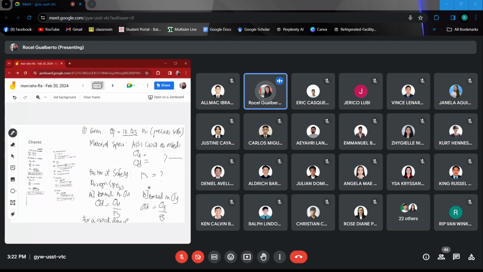So ganun lang din po yung gagawin natin for your sigma Y. And then the value of the factor of safety, kung ano po yung makuha natin, yun po natin na answer. Wala na po tayong i-convert pa to the whole number, as it is na po yun. And then for number 2 naman po is for you to resolve.